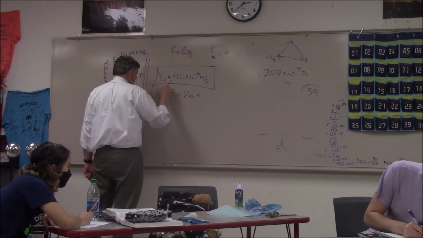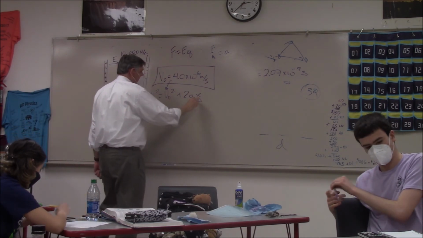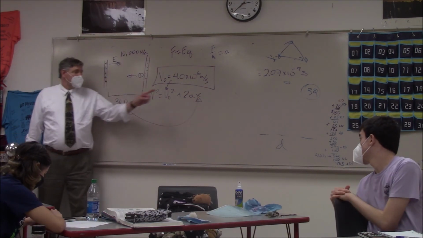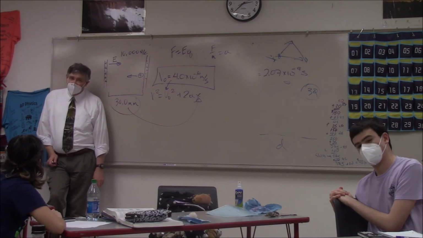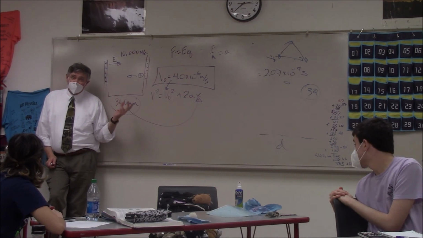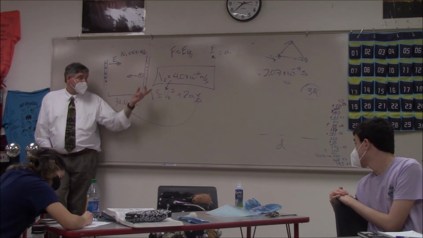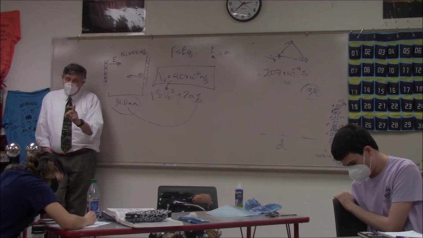Here's my initial velocity, right? I got the distance, right? But what sign do I have to make my acceleration? Negative. Negative, okay? So you would just have to think it through in the context of the problem and make that a negative value.